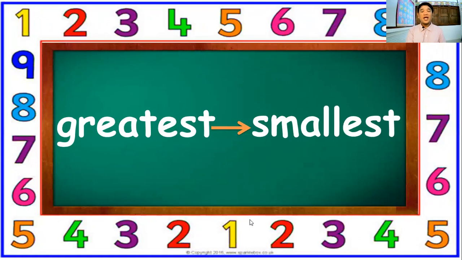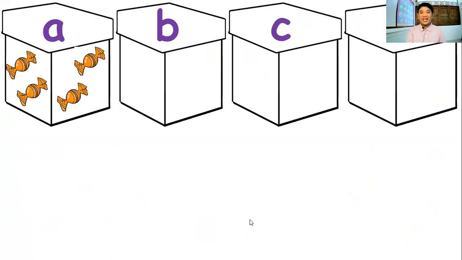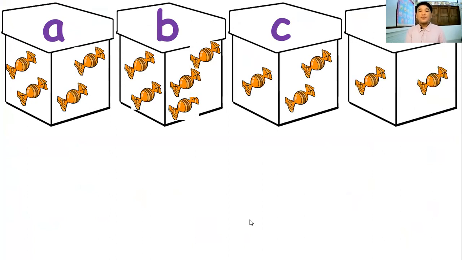Now, another one, greatest to smallest. So we have here 4 boxes. We have A, B, C, and D. In letter A, there are 4 candies or 4 sweeties. In letter B, we have 5 sweeties or 5 candies. In letter C, we have 3 sweeties or 3 candies. And for letter D, we have 2 sweeties or 2 candies.